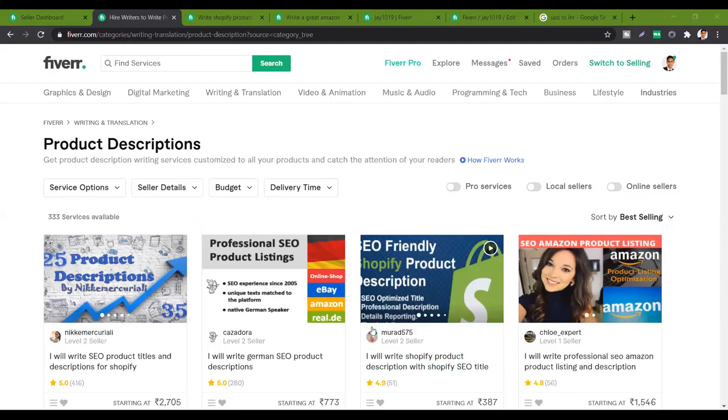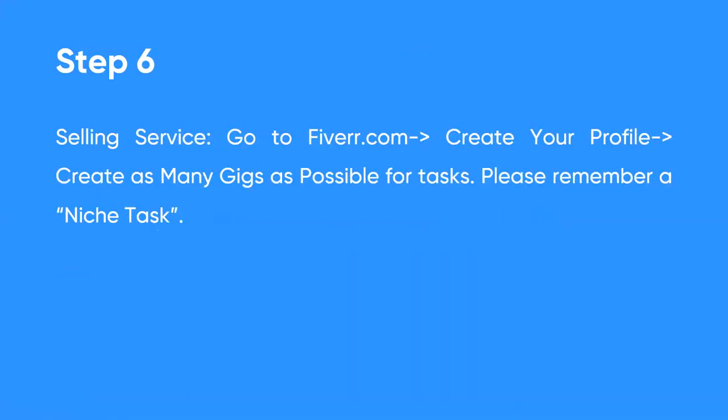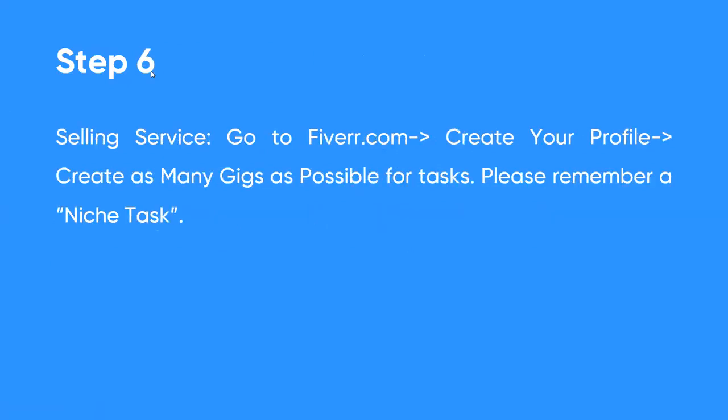So that's what I have given you here. Step number 6, selling a service. Go to fiverr.com, create your profile, create as many gigs as possible. Don't create only one task and sit and wait. Create as many gigs as possible for content writing, writing and translation, as well as article writing, so that on any gig you will get an order. So that's step number 6.